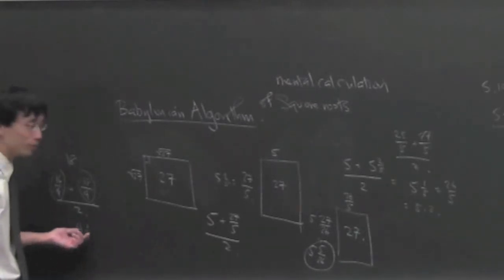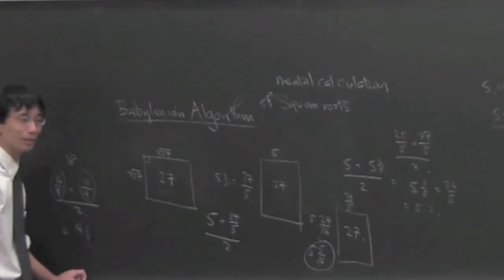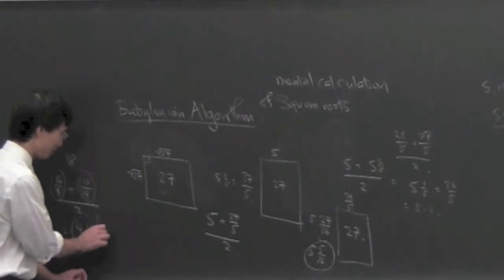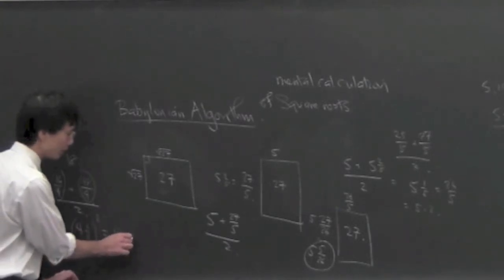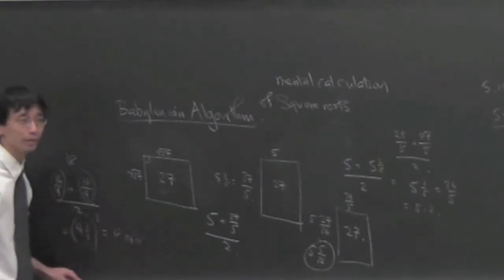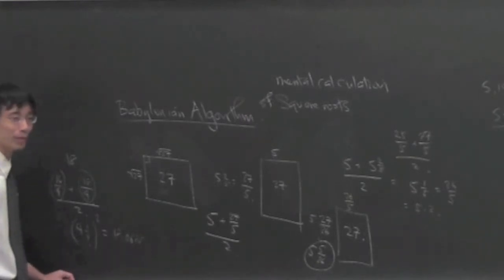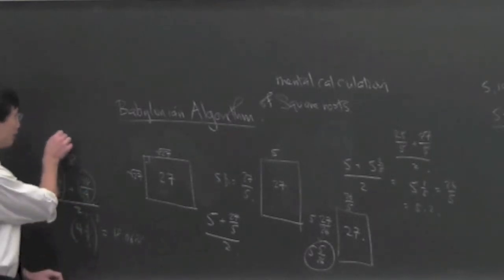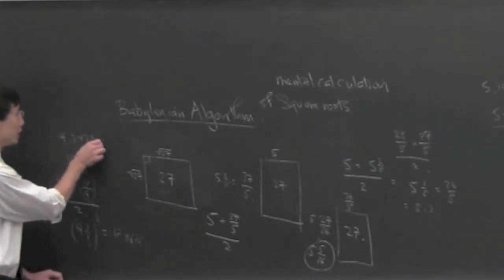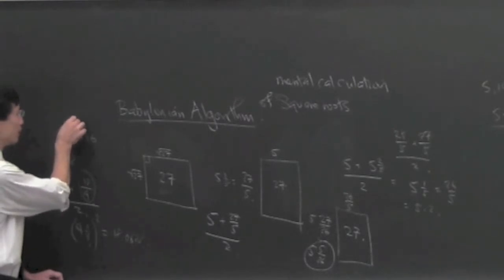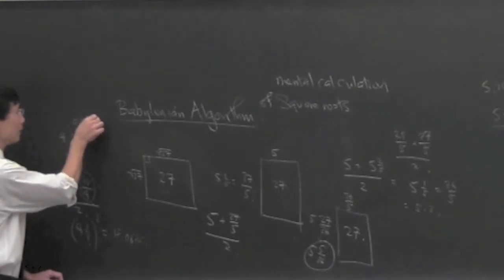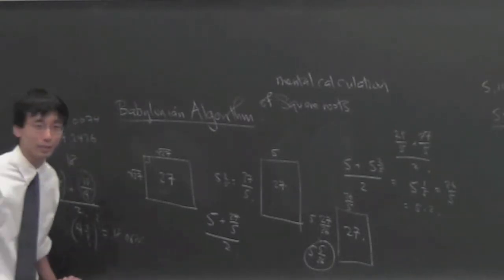Caroline, if you square 4.25, what do you get on your calculator? 18.625. So not too bad, not too far off. What's the actual square root of 18? 4.2426. So again, we're off by 0.0074. It's not too bad.